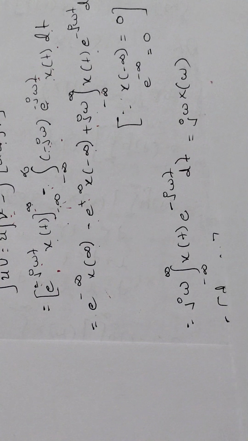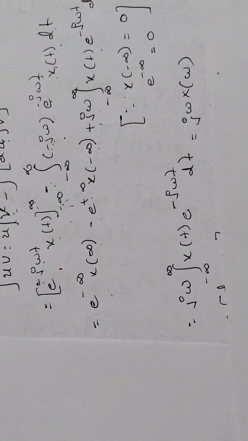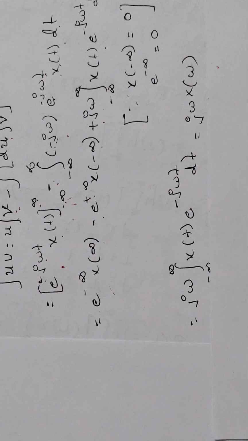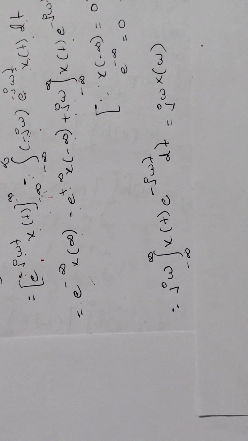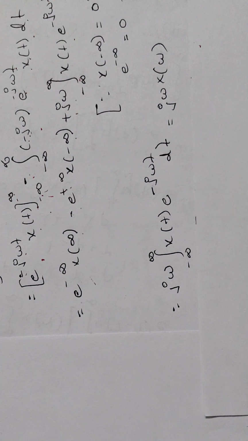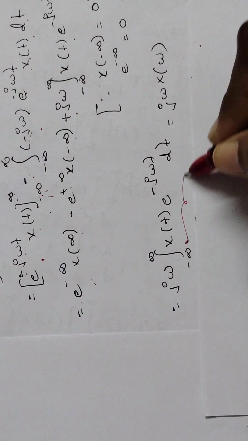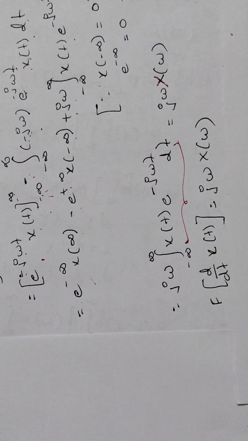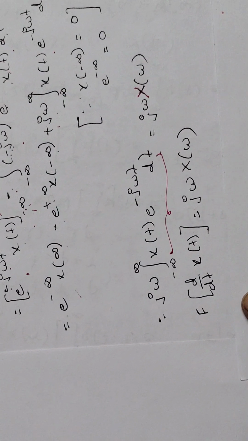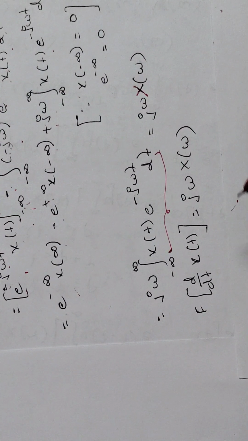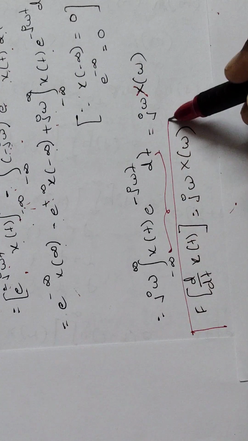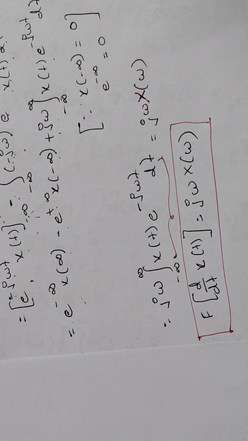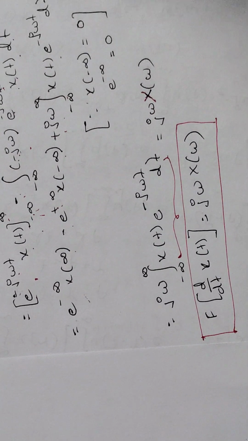That is equal to j omega into x of omega. This is nothing but the Fourier transform, which is why this is x of omega. So for the differentiation of the time domain signal, we get j omega into x of omega. These are the properties of Fourier transform.